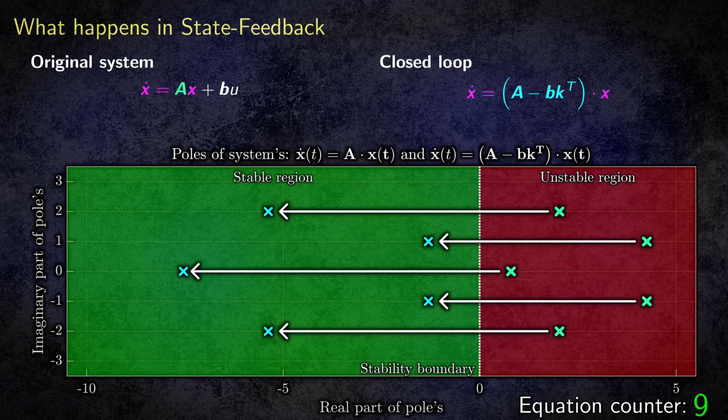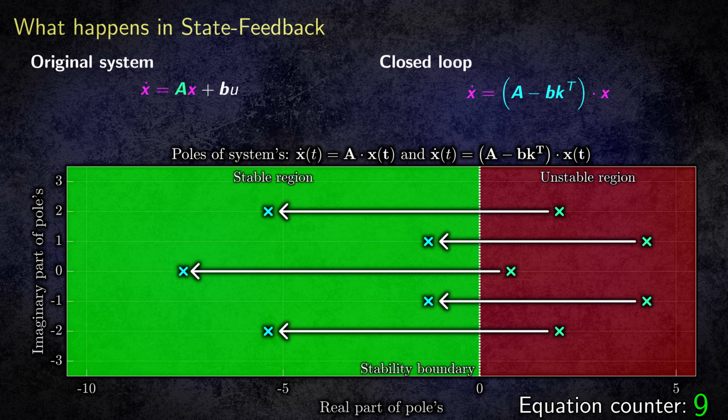If the poles of the original system without controller cause the state to rise uncontrollably because we are in the unstable region, we can now choose our gains in such a way that the new poles move over into the stable region. And once they are there, errors in the system no longer grow, they decay to zero. And this is the central mechanism of state feedback control. Now that we understand what happens here mechanically, let's look at a concrete numerical example.